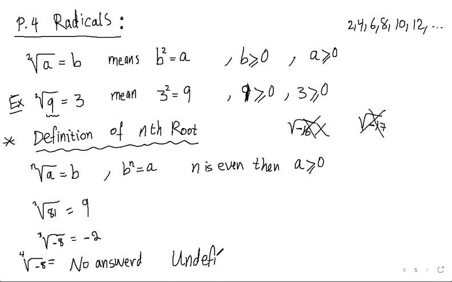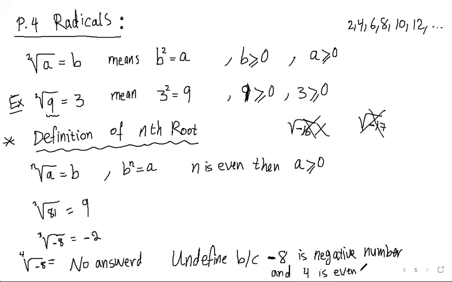Why? Because we have an even number here. Look at the 4. The 4 is even. So here under the radical must be positive, but -8 is a negative number. And the power is 4, the root of 4 is an even number. Make sense?